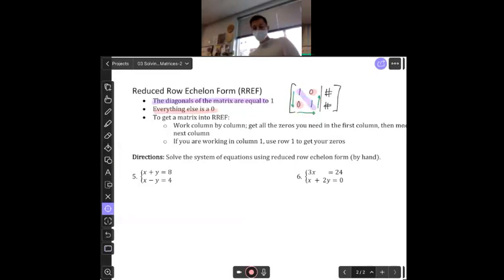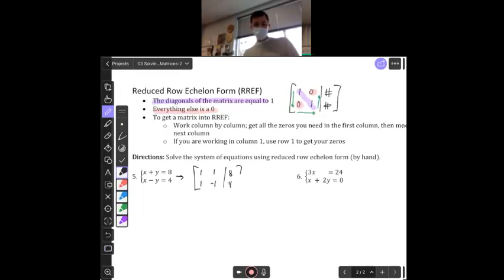So we have this system, which we've already turned into a matrix on the other side of the paper. So I'm not going to dawdle over that. That was 1, 1, 8, 1, negative 1, 4. We already did that one.